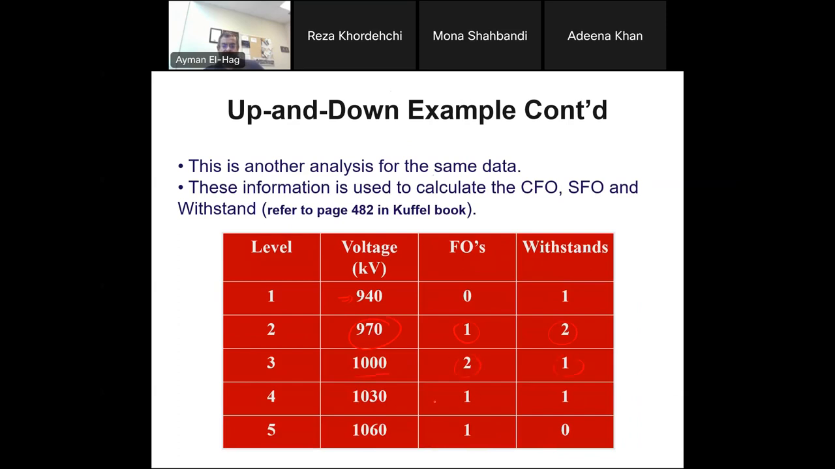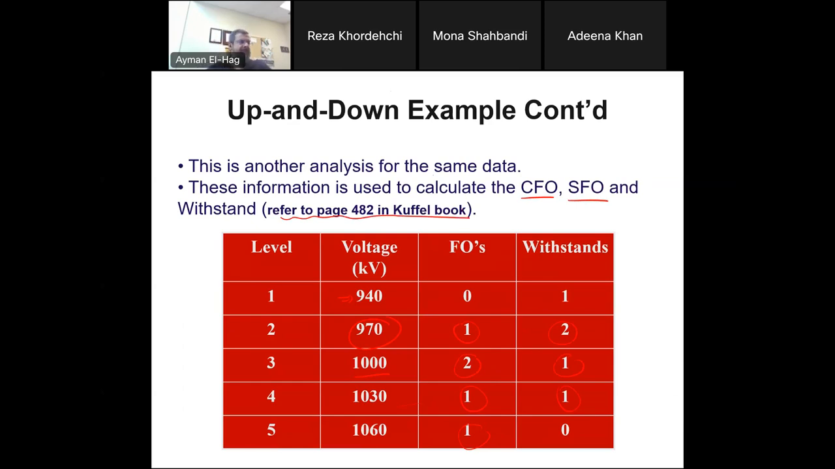At 130, one flashover, one withstand. And finally, at 160, we have only one flashover. Now, how to calculate the CFO, the critical flashover, the statistical flashover, the withstand? I refer you to Kuffel book.